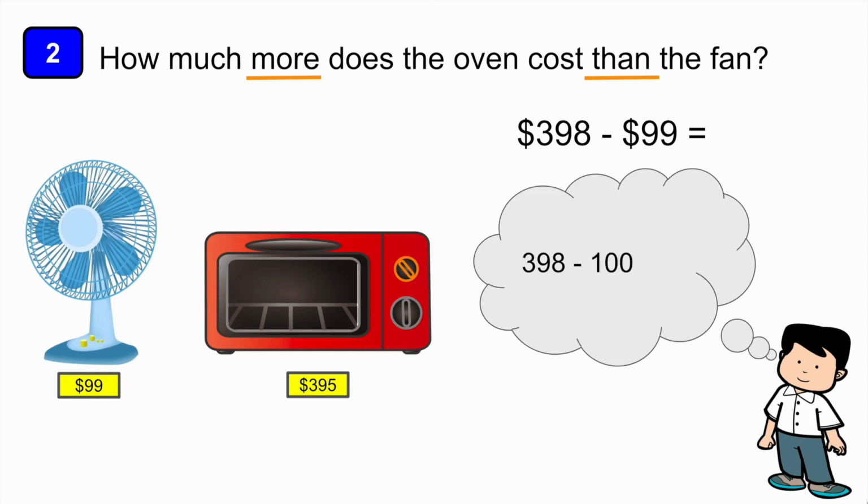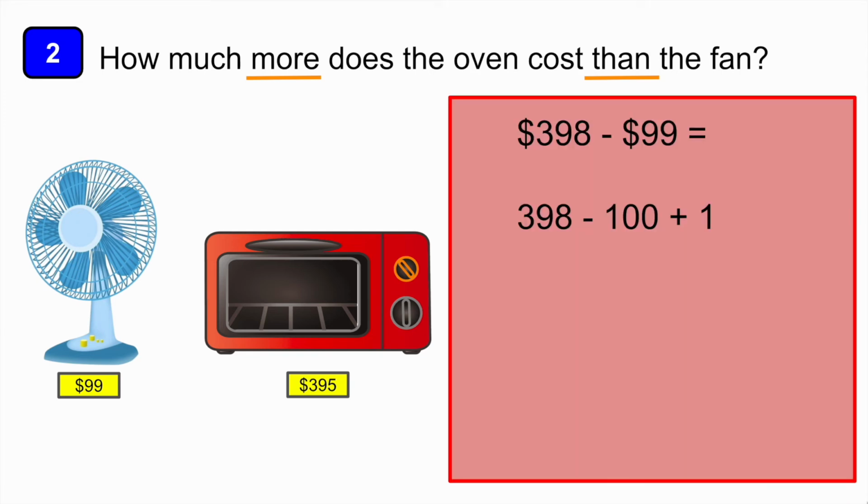So think about it. If you owed someone $99 and they took 100 from you, you'd ask for $1 back, wouldn't you? I would. So we're going to need to add 1 in the end. 398 minus 100 plus 1. Now I'm taking away $99 because it's minus 100, adding 1 back to make it just minus 99.